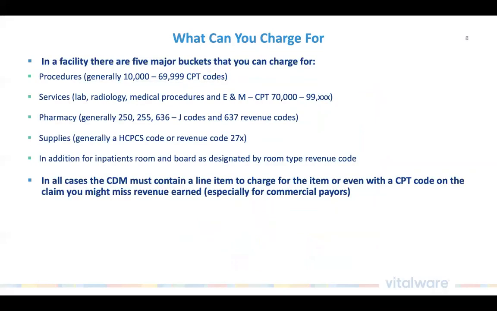So as we move to the next slide, there's always a question, and I've been in this industry for a while: well, what can I charge for? There are 5 buckets of things that you can charge for, no matter what the payer is. So you can charge for procedures. These are usually surgical in nature, and they come in the CPT code range of 10,000 through 69,999. You can charge for services such as lab, radiology, medical procedures, and E&M. They're in CPT code 70,000 for radiology, 80,000 for lab, and 90,000 for medical procedures and E&M.